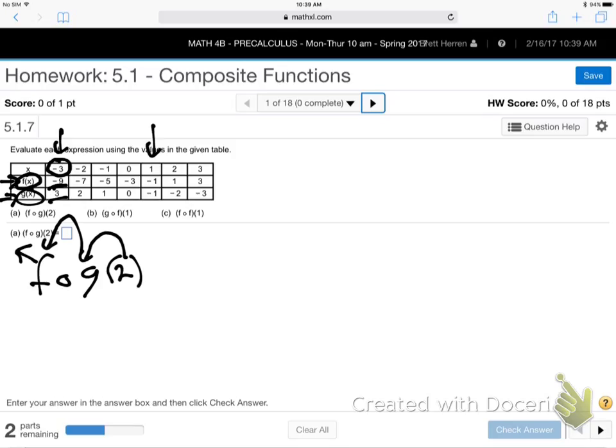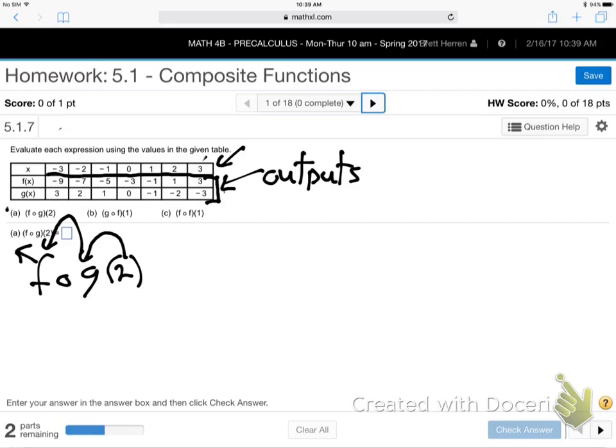If you put a 1 into F, you're going to get out a -1. If you put a 3 into G, you're going to get out a -3. The table making sense? All of these are outputs. And the X's are the inputs, aren't they? So these are all outputs, and this top row is the inputs. It's what you put in.